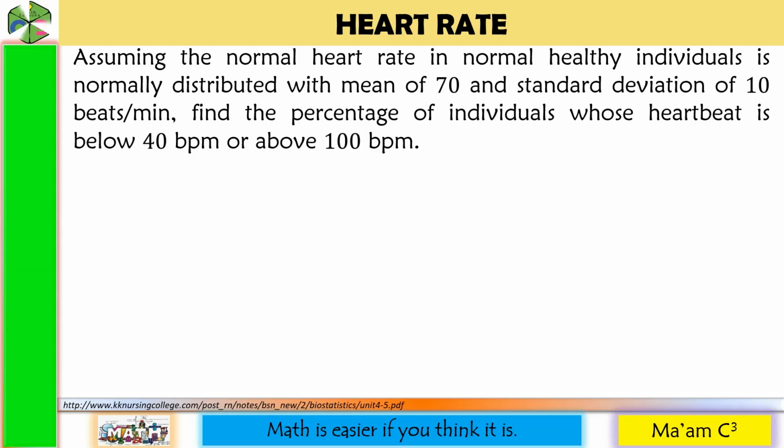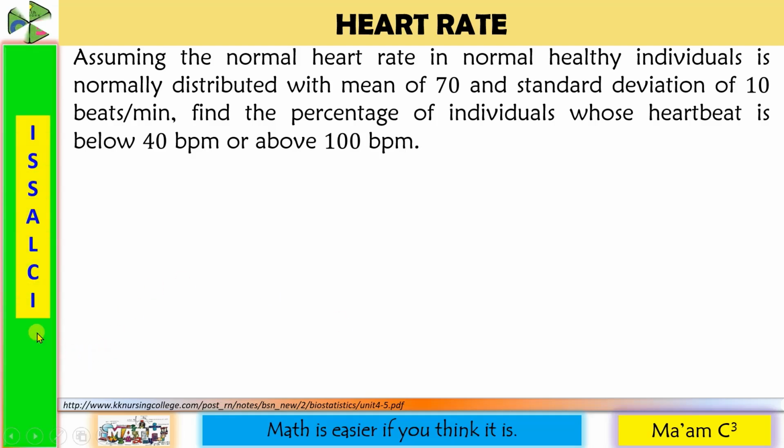Next one, assuming the normal heart rate in normal healthy individuals is normally distributed with a mean of 70 and a standard deviation of 10 beats per minute. Find the percentage of individuals whose heartbeat is below 40 beats per minute or above 100 beats per minute.